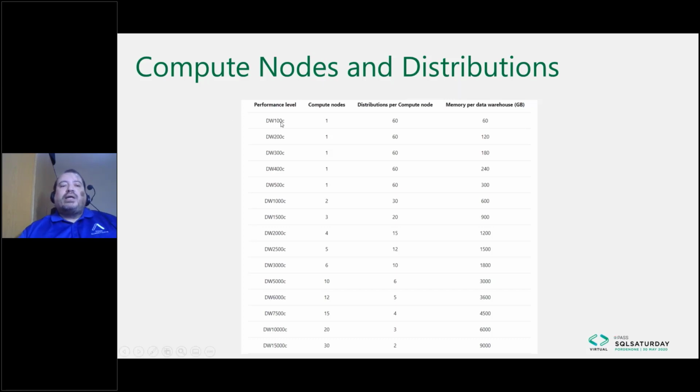From 100 to 500, you have only one single compute node. So it's used more for demonstration. Poor speakers like me that can't afford the bigger performance levels, which would take all my money and break all my credit cards, make demonstrations using a low performance level like a DW100 with a single compute node, and that's it.